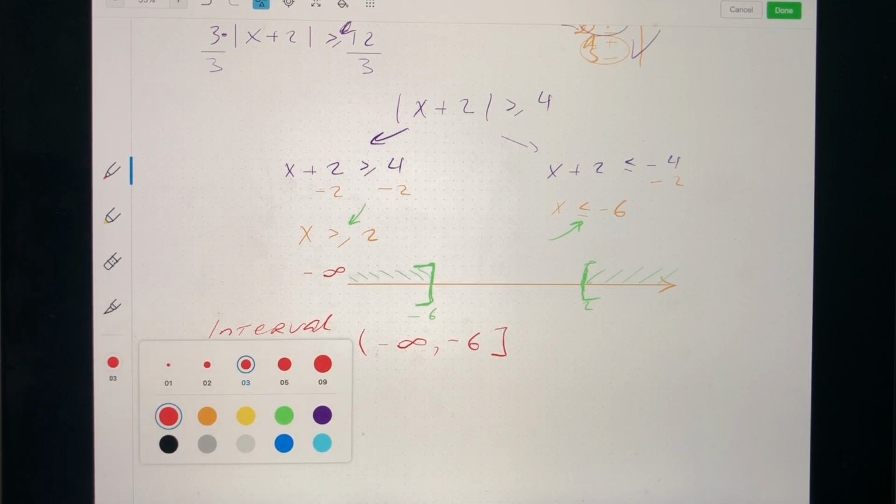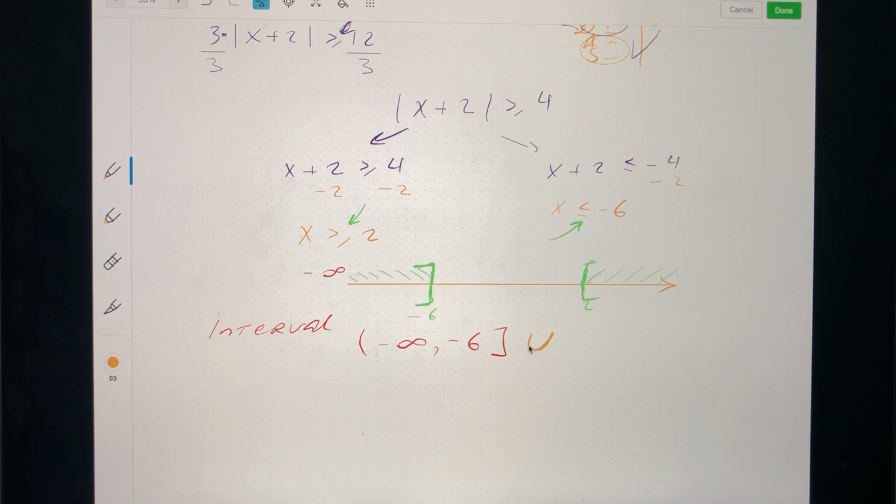Then, to show that there are two parts, we connect the second answer with a U symbol, and it stands for the union. The second half starts with a bracket, 2, and then it goes on forever to plus infinity. And again, infinity is with a parenthesis. So this is the answer in interval notation.